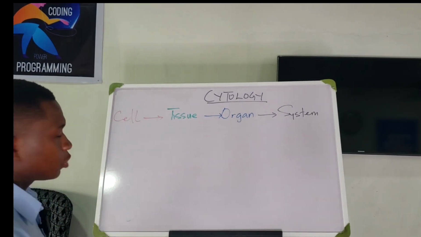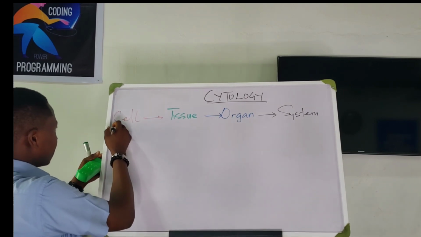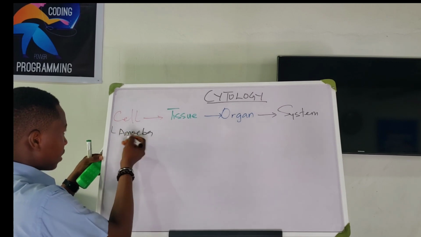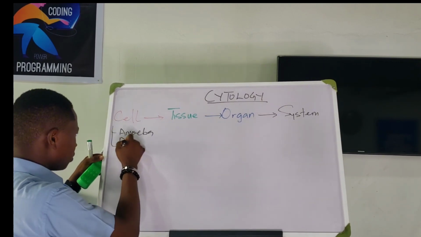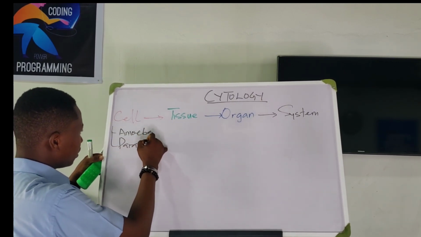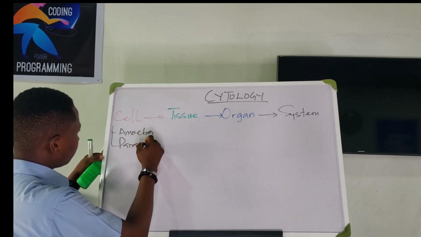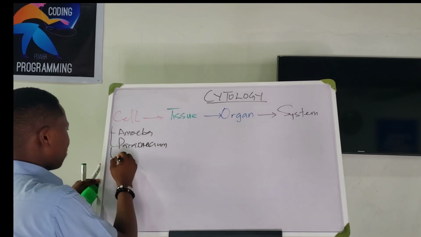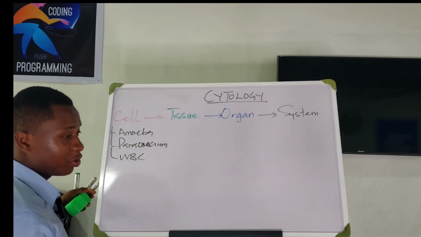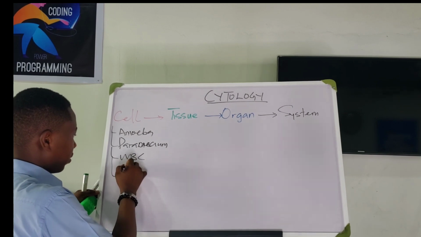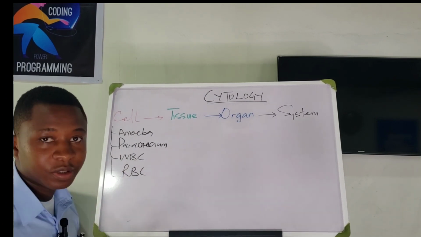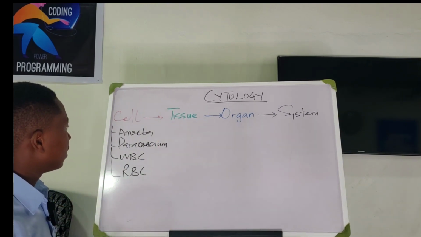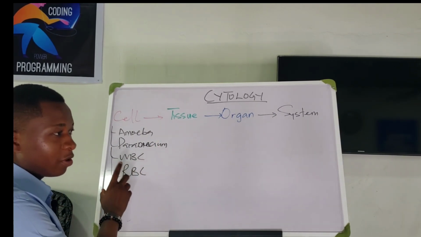Let's look at some examples of the cell. You have the amoeba, which is a unicellular organism. The paramecium also is a protist. We also have the white blood cells found in humans, and the red blood cells, also found in living organisms. These are the cellular level of organization.